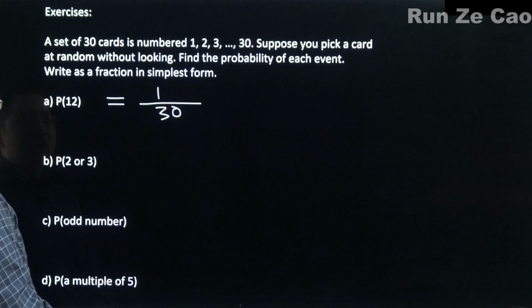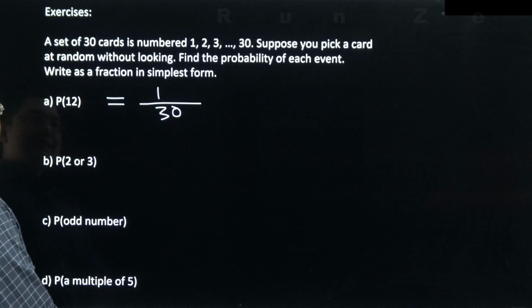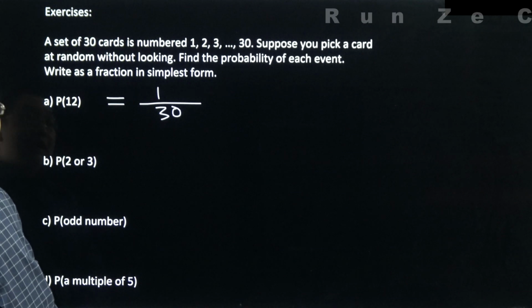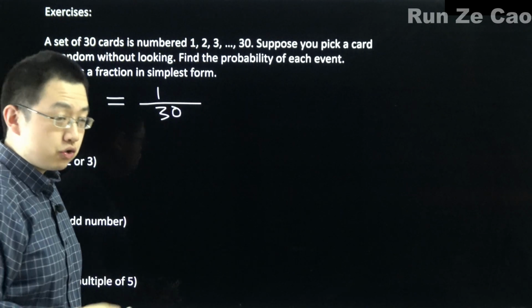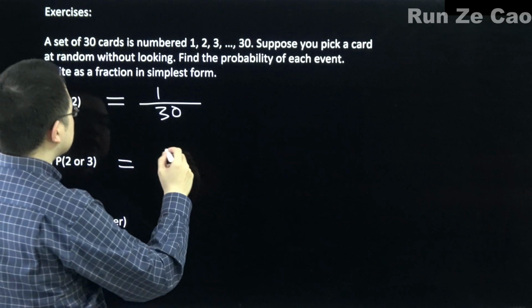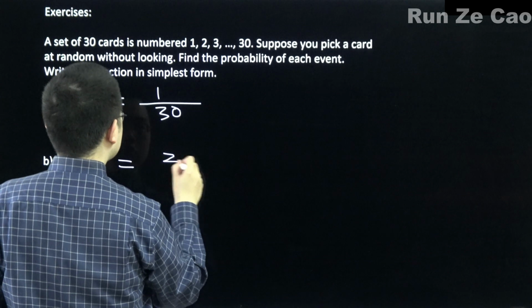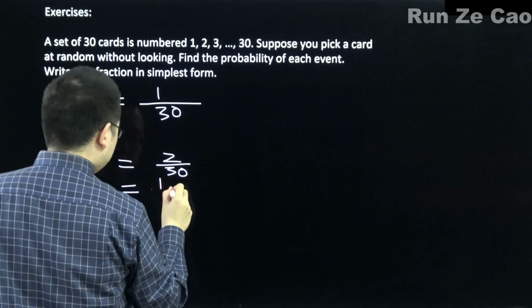Now, for the probability of 2 or 3, there are two cards that are numbered 2 or 3. Which means, looking at 2 over 30, which is equal to 1 over 15.